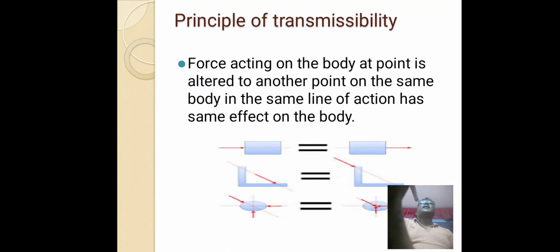Next, the principle of transmissibility. The principle of transmissibility means that a force acting on a body at a point can be shifted to another point on the same body along the same line of action with the same effect on the body. In a body, whichever point the line of action passes through, it is equivalent at another point along the same line of action. This is called the principle of transmissibility.